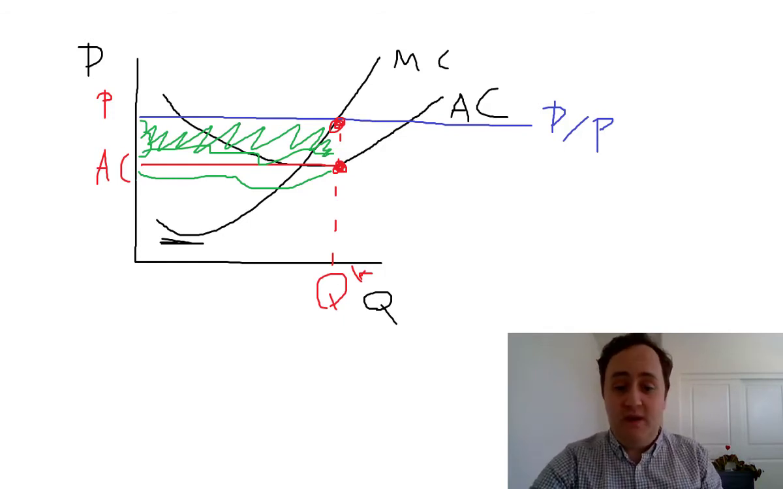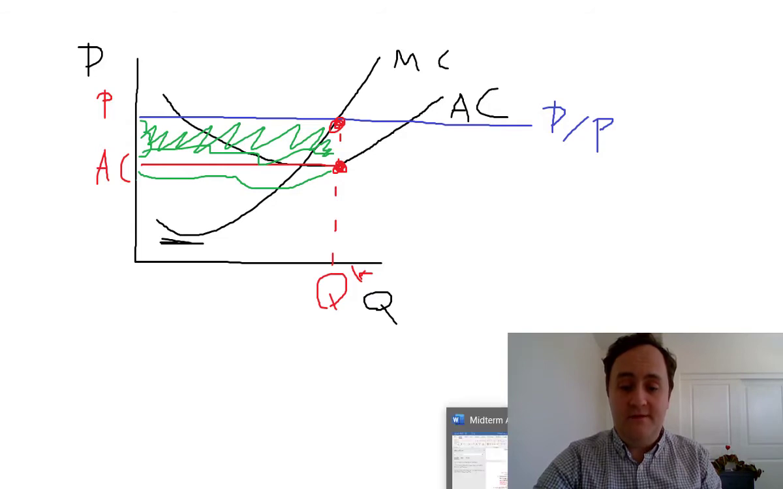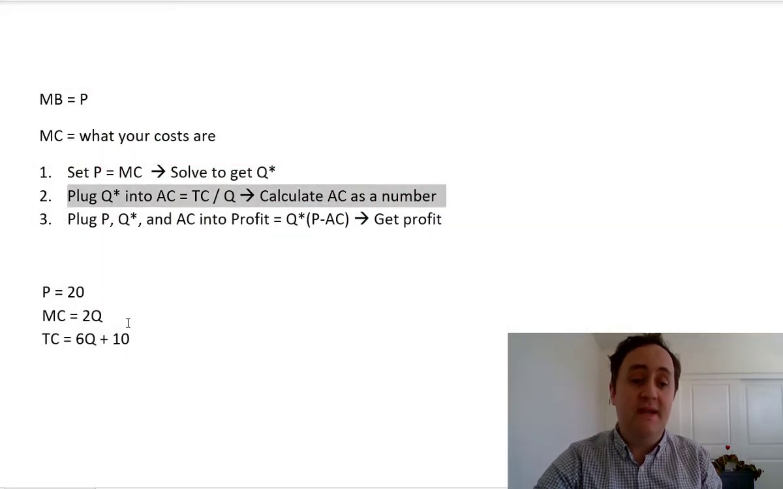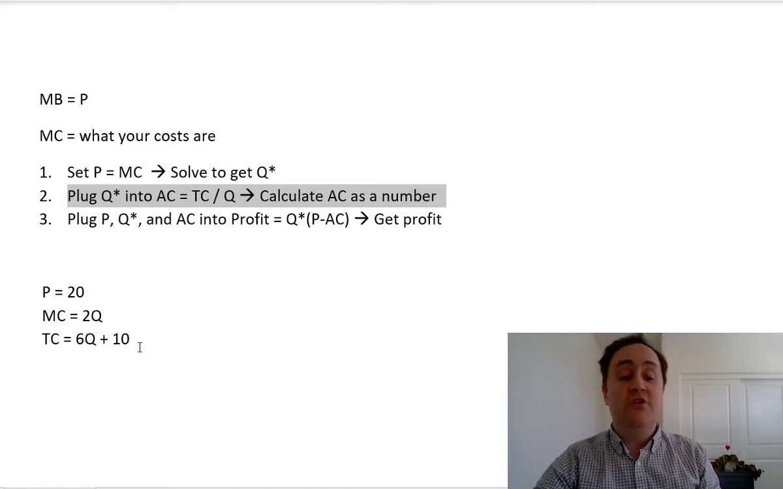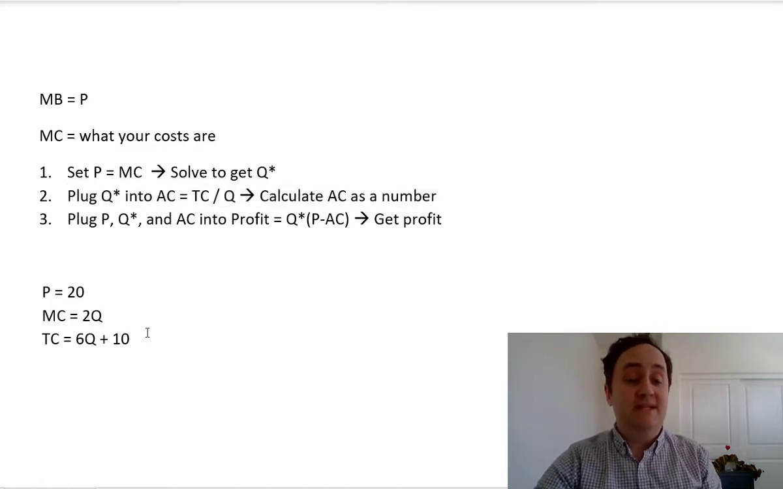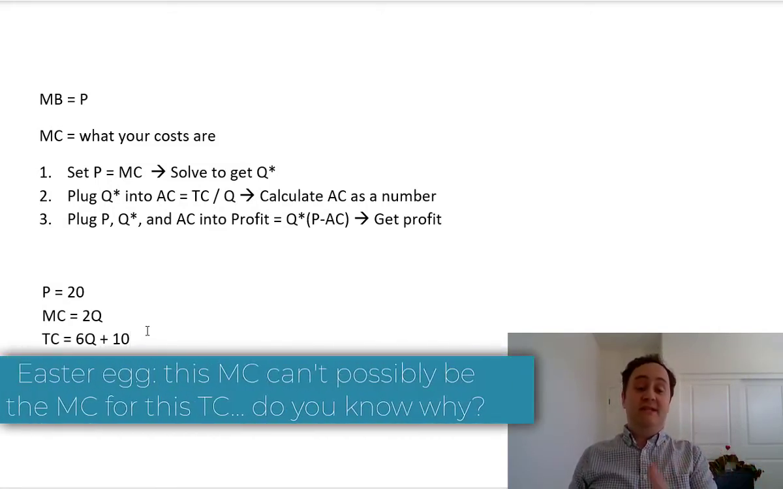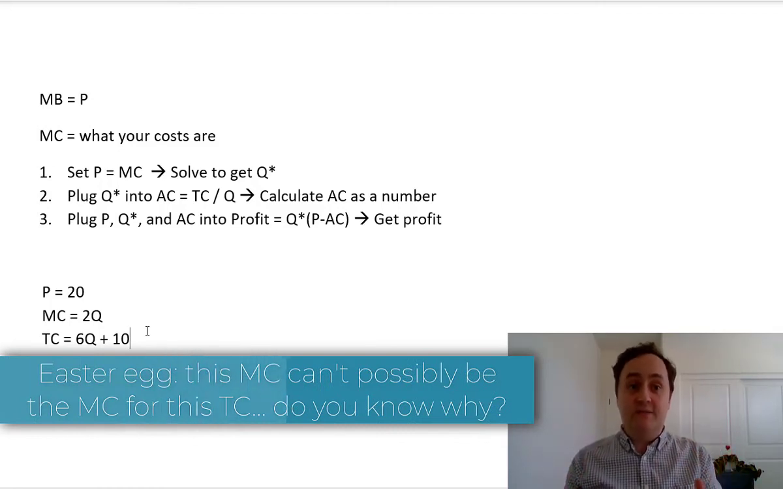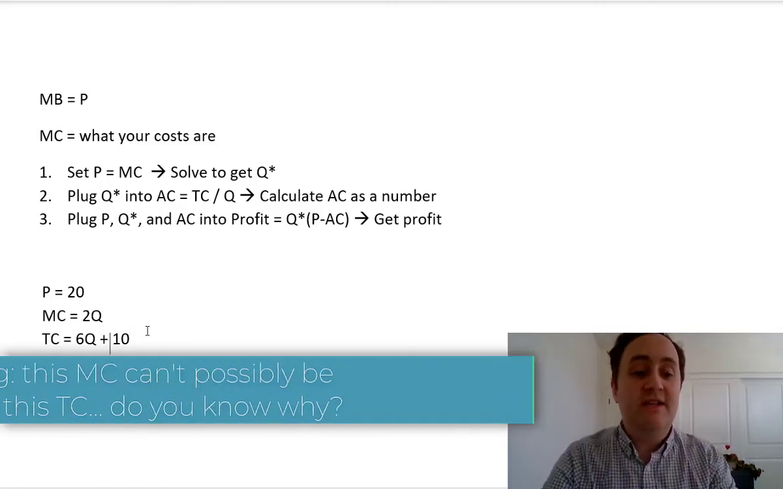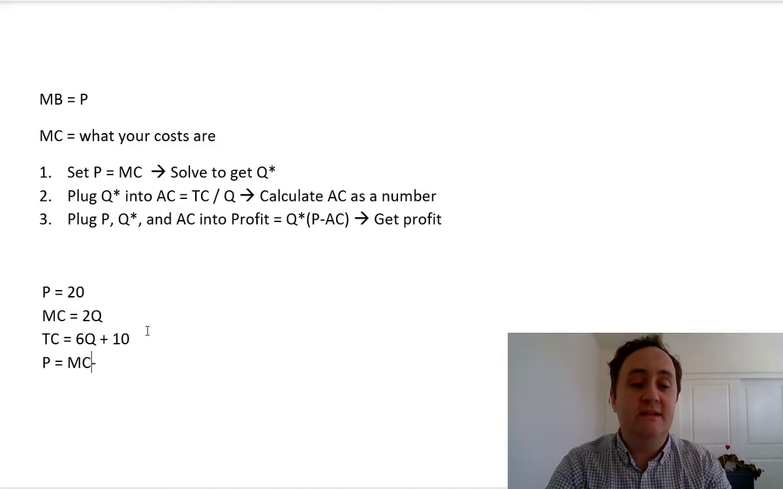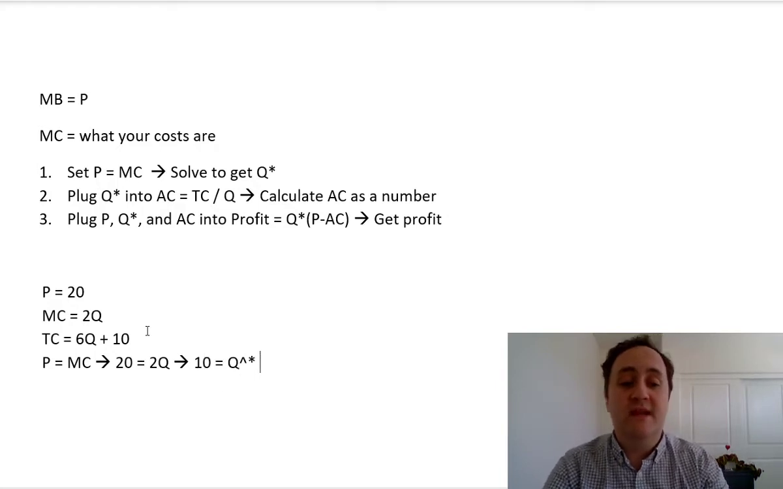Let's do this algebraically as well, following the exact same steps. So let's say that we have a price of 20, a marginal cost of 2Q, and our total cost function is 6Q plus 10. So if we make 10 units, then the total cost we'll have to expend for that is 6 times 10, which is 60, plus 10 is 70. So it'll cost us $70 to make 10 units in total. Okay, so step number 1, set price equal to marginal cost. So that is 20 equals 2Q. Divide both sides by 2, we get that 10 is Q star. So we're going to make 10 units to maximize our profits.